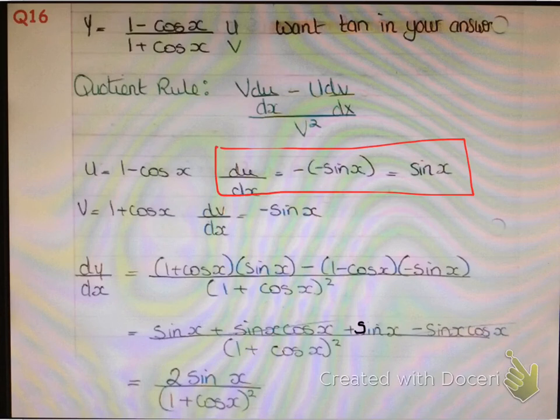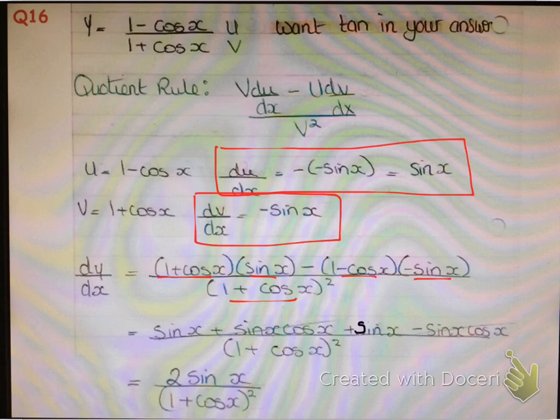Then v is 1 plus cos x, so get the derivative of that. The derivative of 1 is 0. The derivative of cos x is minus sine x. So dv dx is minus sine x. Sub it into the formula. So dy dx is going to equal v du dx minus u dv dx all over v squared. Multiply out the top line, alright, and you'll get sine x plus sine x cos x plus sine x minus sine x cos x. And you'll see that the sine x cos x terms cancel each other out. You're then left with sine x plus sine x, which is 2 sine x.